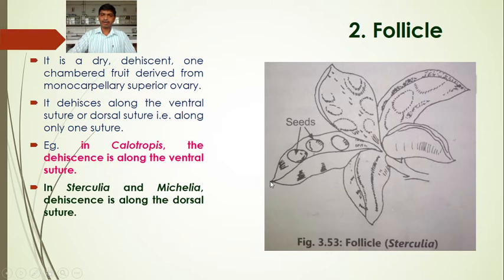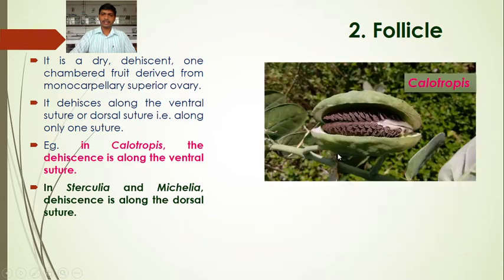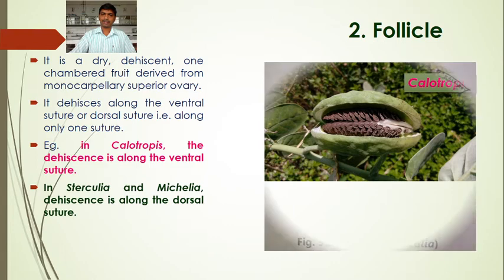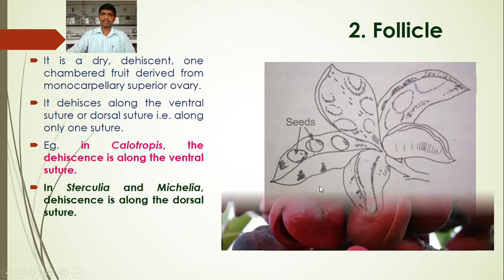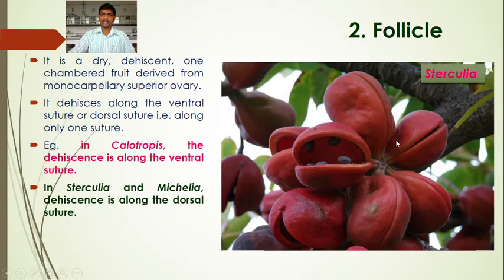It dehisces along the dorsal suture. So this is the dorsal suture. In Calotropis, this one is the ventral suture. So in Calotropis, the dehiscence is along the ventral suture, while in the case of Sterculia, it is along the dorsal suture to expose the seeds. This is the photograph of Sterculia where it dehisces along the dorsal suture. So this is the dorsal suture.